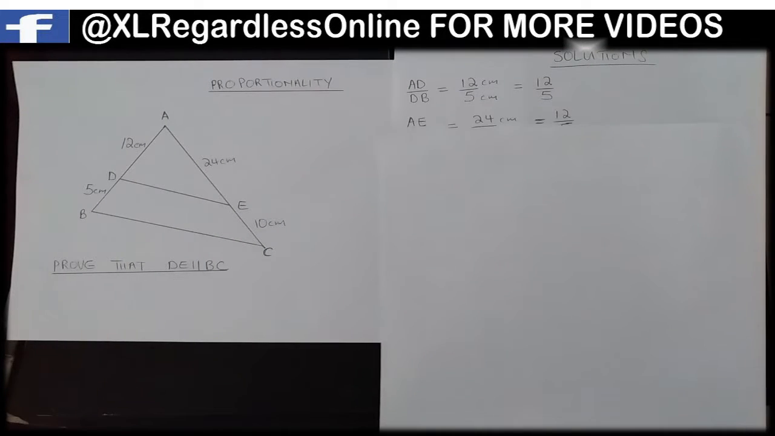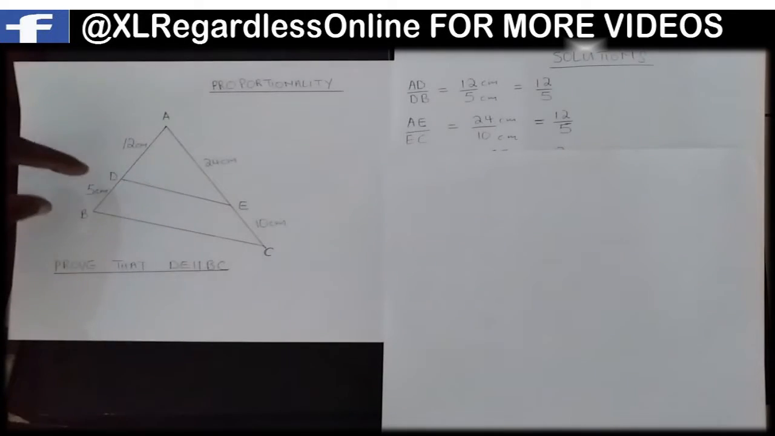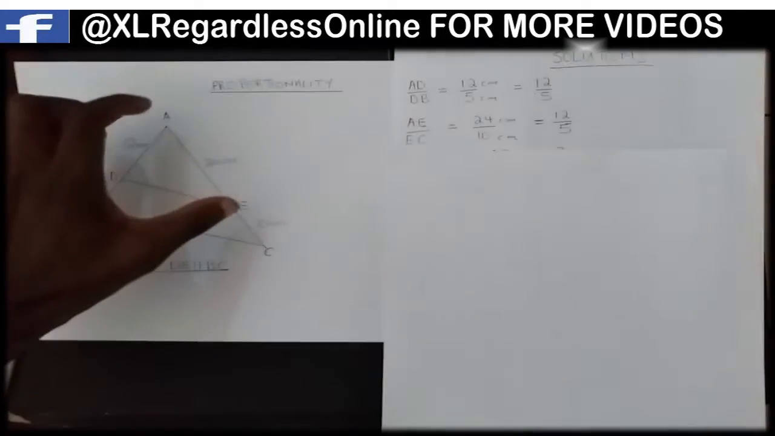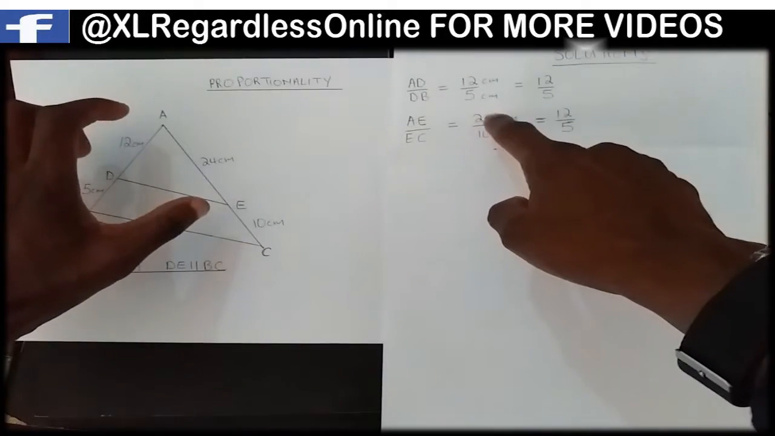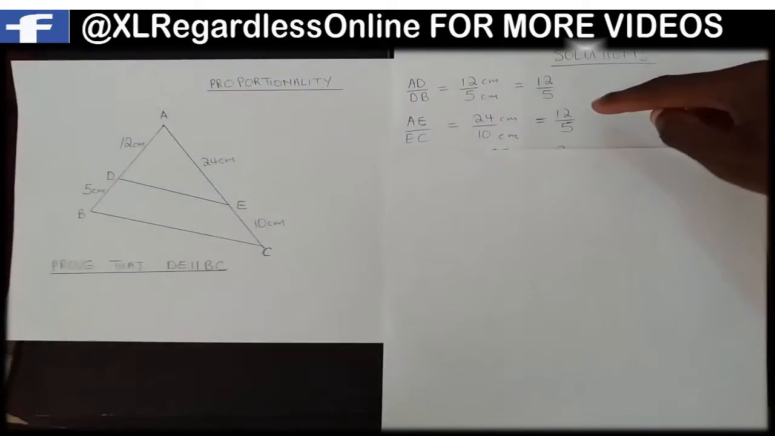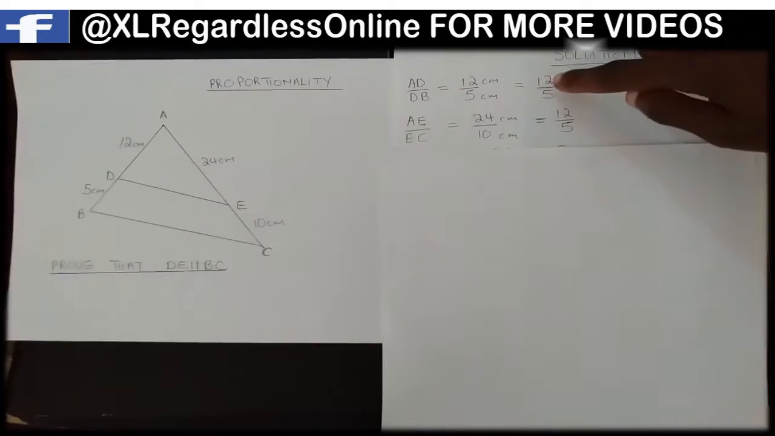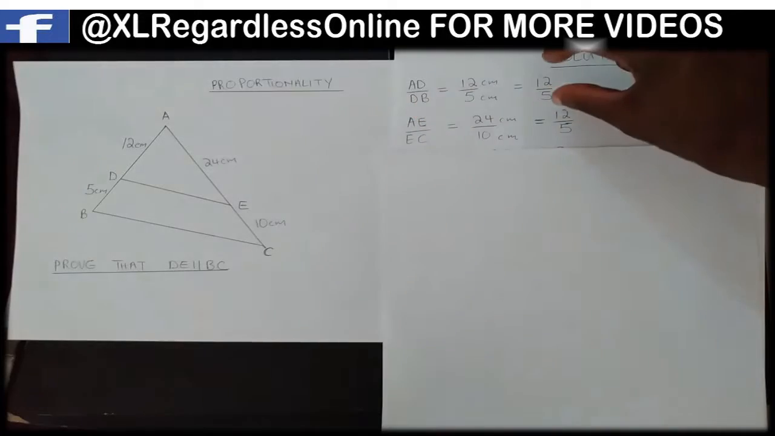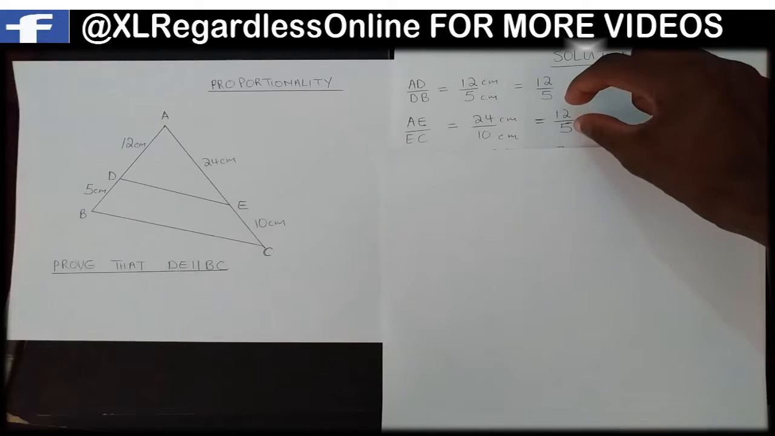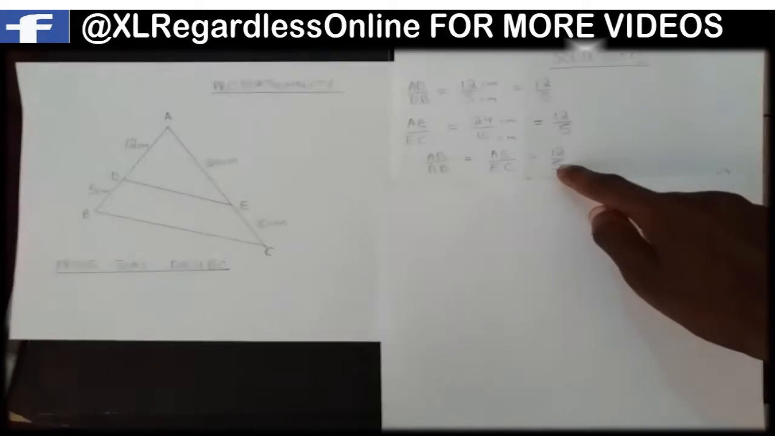And then when we try to find the ratio for AE all over EC, remember we used the top all over the bottom. So for this side we must also use what? The top all over the bottom. So when we look at the top here, AE is how much? It is 24 centimeters. The bottom is just 10 centimeters. And when we simplify it, it will give us what? 12 over 5, right? So AD all over DB is equal to 12 over 5, and the ratio of AE all over EC is also 12 over 5. That means these two are equal, right? They are both equal to 12 over 5.